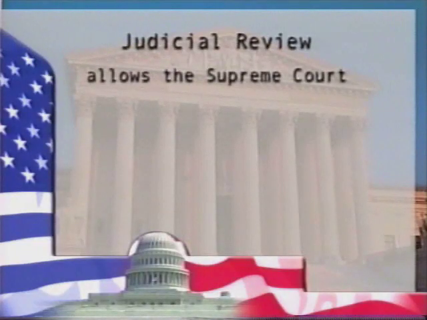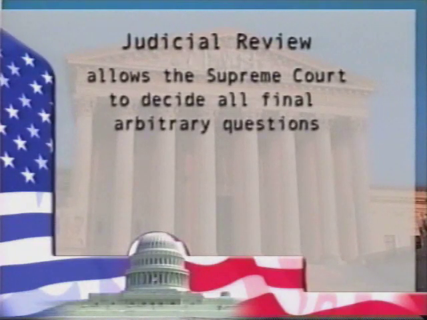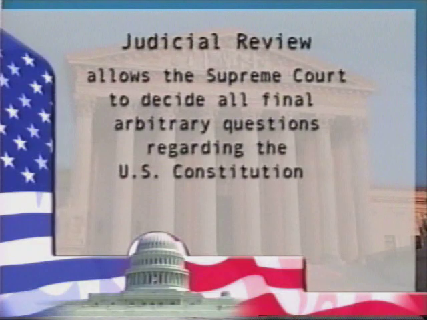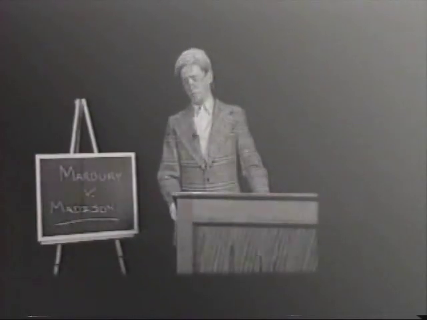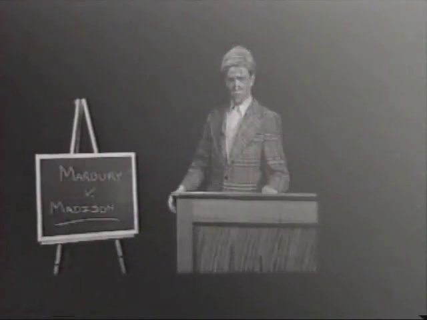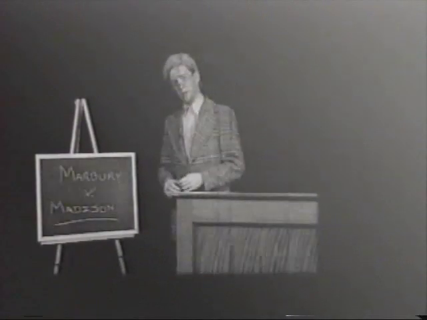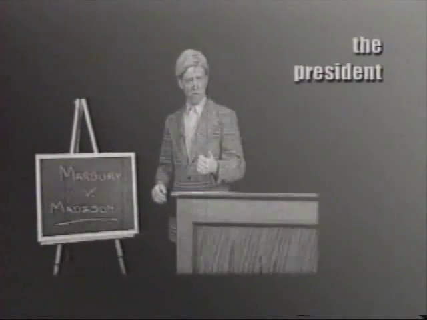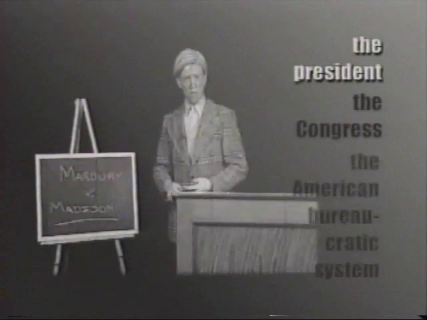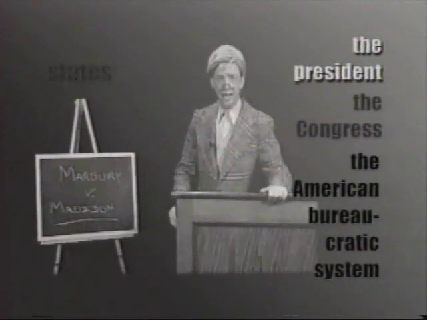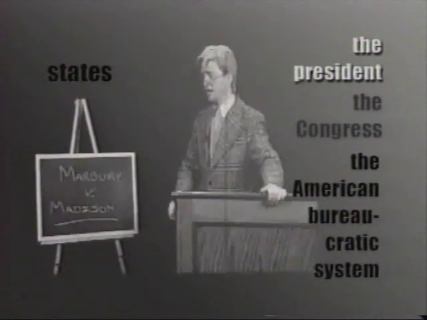Judicial review allows the Supreme Court to decide all final arbitrary questions regarding the U.S. Constitution. Since Marbury versus Madison, the judicial branch has, at times, determined whether the actions of the President, the Congress, the American bureaucratic system, and the states themselves are indeed constitutional.